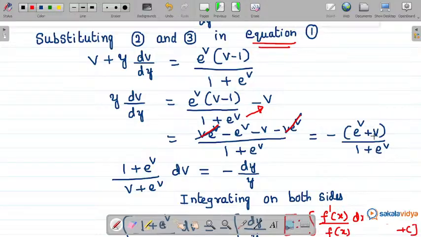This is a function of v, and dv and dy are there only. So we can convert it into the variable separable form. Bring e power v plus v by 1 plus v to the right hand side along with this dv. So this v becomes reciprocal this side: 1 plus e power v by v plus e power v dv. This y by dy becomes dy by y, already negative is there, so minus.